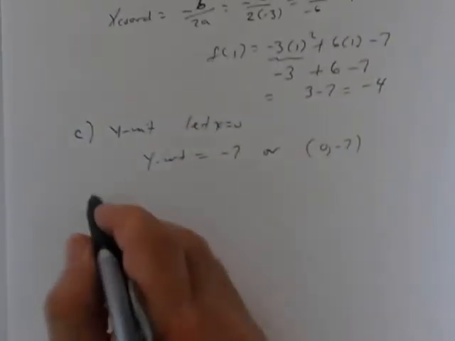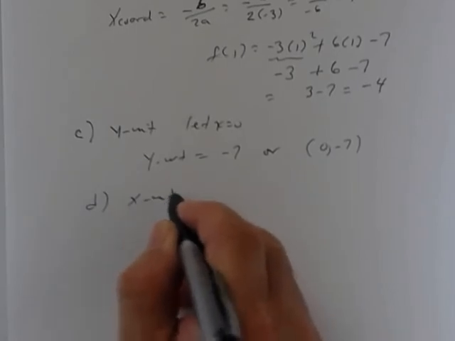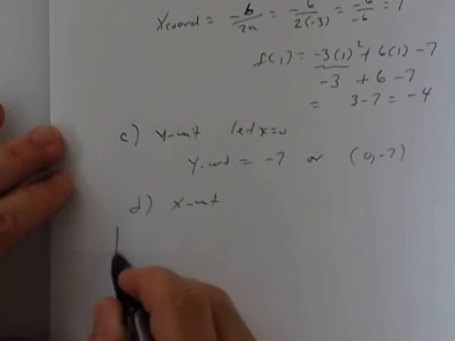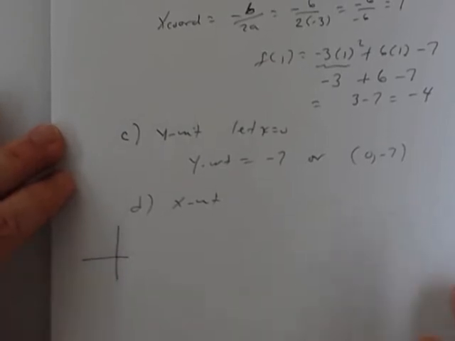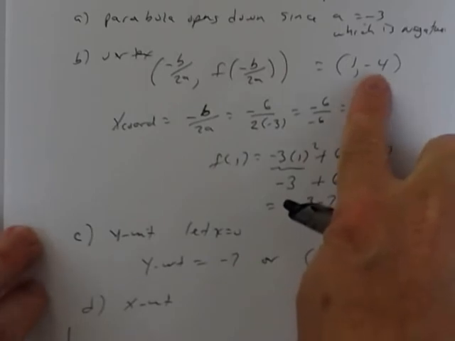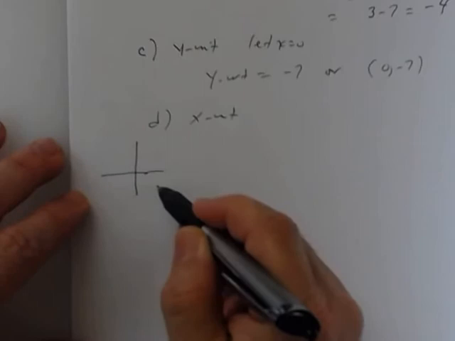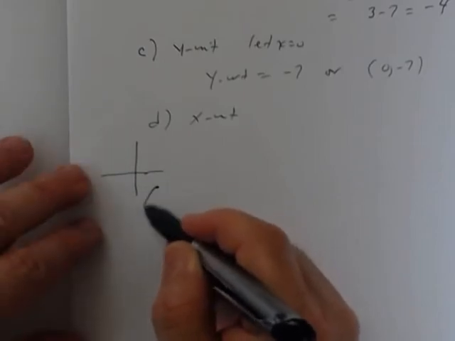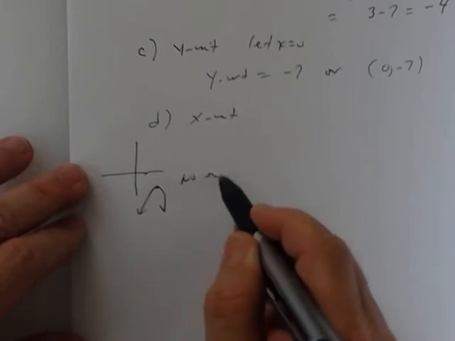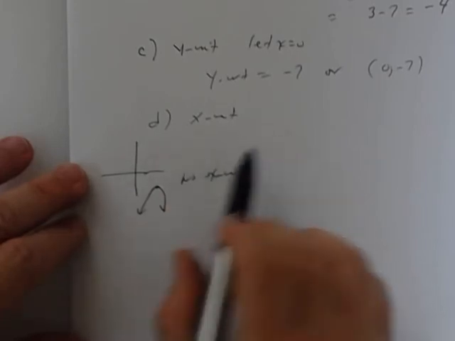Okay, now let's talk about the x-intercept. The best thing to do is this. So in your mind, where is the vertex located? What quadrant? Okay, 1, negative 4 is in the 4th quadrant. So we're here, correct? Does the graph open up or down? What do you notice? So no x-intercepts. So we don't do any work here.